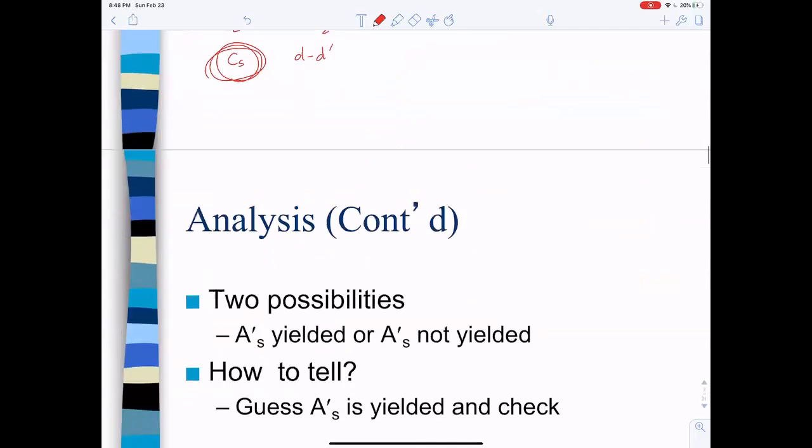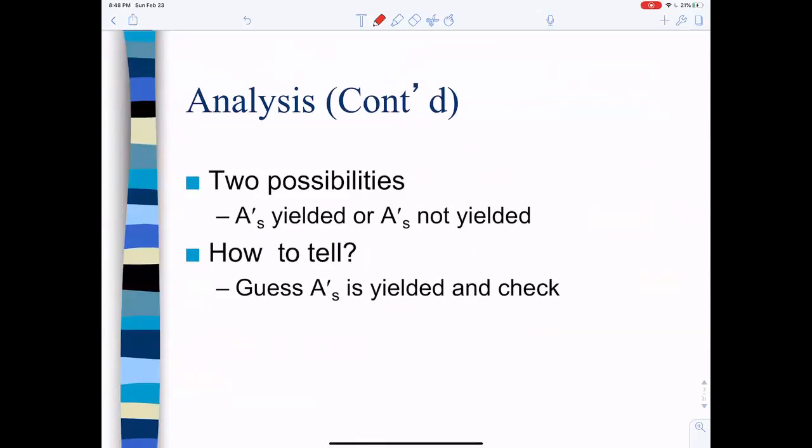The reason it's tricky is, unlike the tension steel, the compression steel has two possibilities. It could be yielded or not yielded, and there's no way to tell a priori. I guess there is an equation you can use, but I can never remember it. So what I do is I just guess that As prime is yielded, solve everything, and then check. And if it's not yielded, then I'll have to redo the problem. So if you're lucky, you do the problem once. If you're unlucky, you do the problem twice.